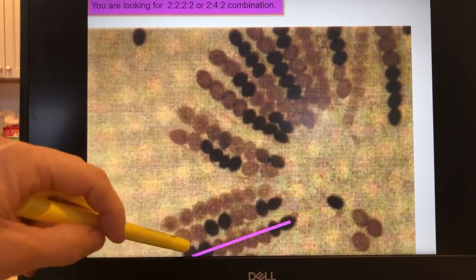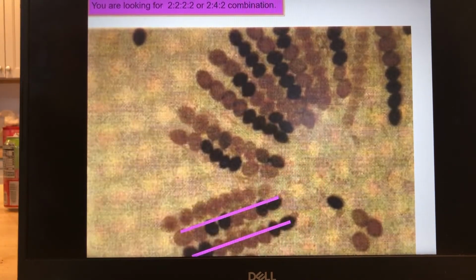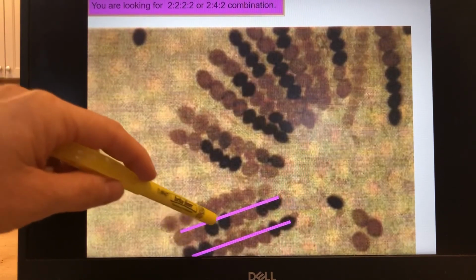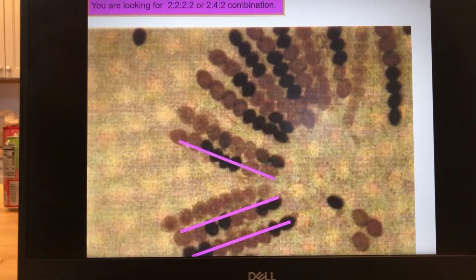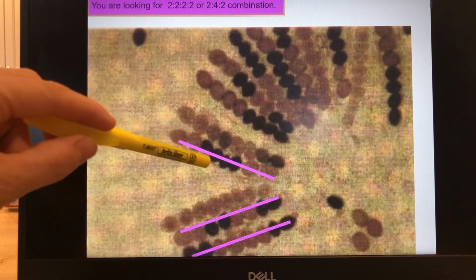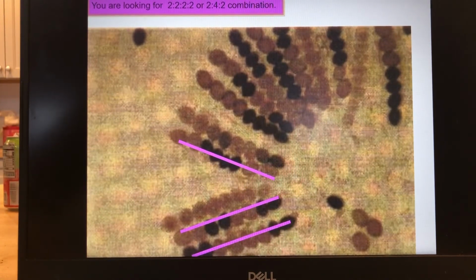This is an example of what would be crossing over, 2 to 4 to 2. This is an example of crossing over, 2 tan, 2 black, 2 tan, 2 black. Again, this one is all tan. Ignore it. Here's another crossing over, 2 tan, 4 black, 2 tan. And you can do this with your PowerPoint too. The purple strip is showing you the recombination or crossing over. Okay, so here's another one.